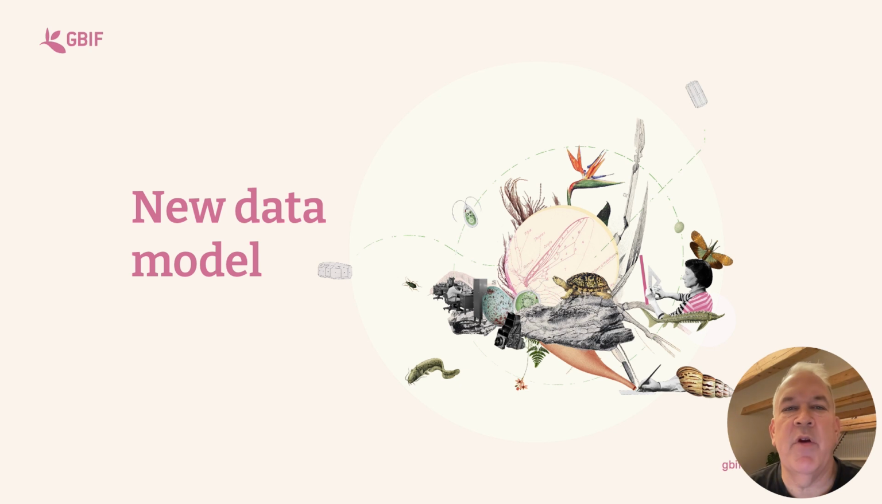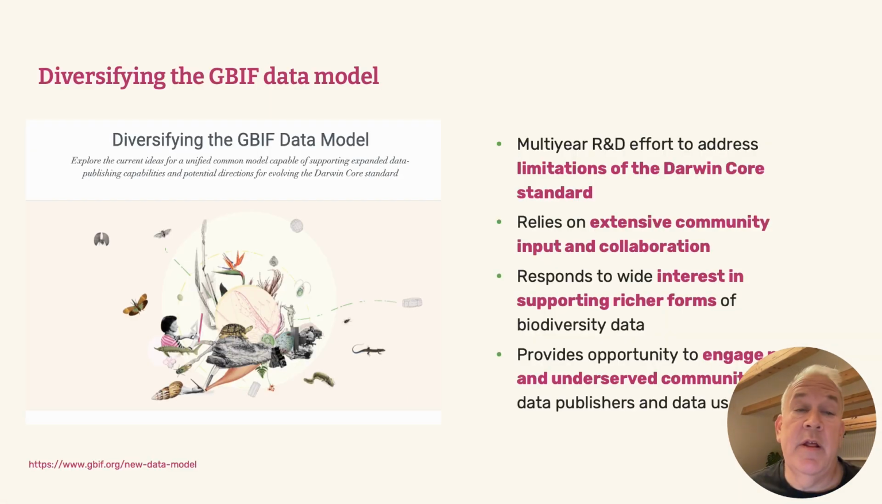I'd like to switch over now to talking about an effort aimed at improving the quality of occurrence data sets available through GBIF. In 2022, GBIF began a multi-year research and development effort aimed at understanding and addressing known limitations in the Darwin Core Standard that powers much of the data in GBIF.